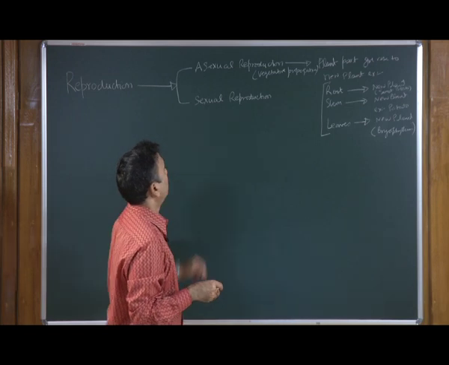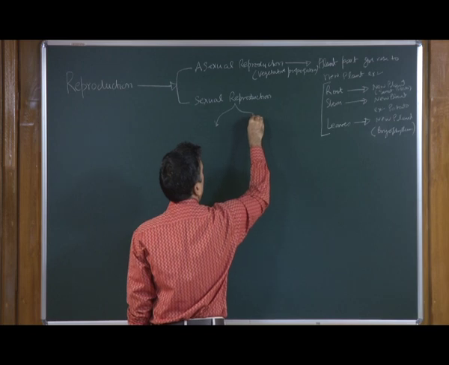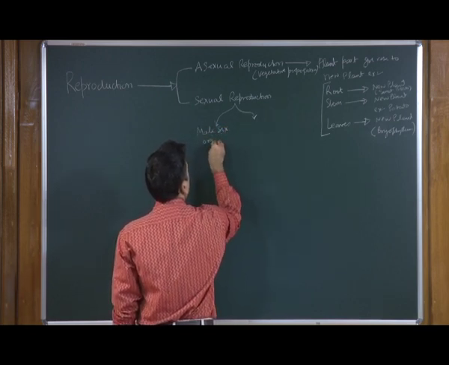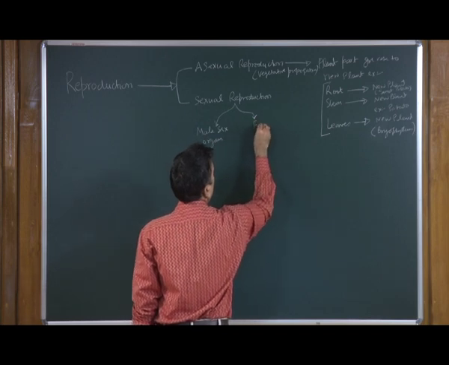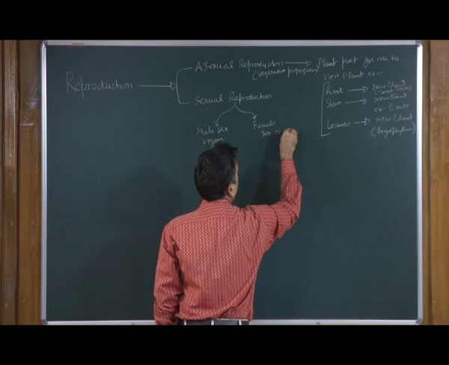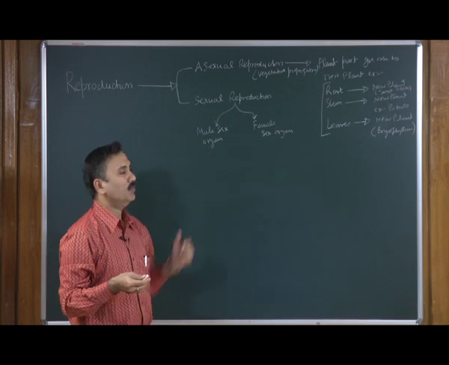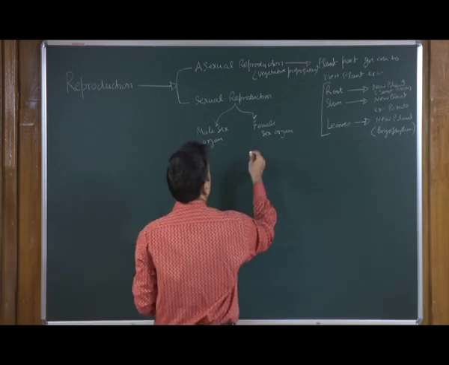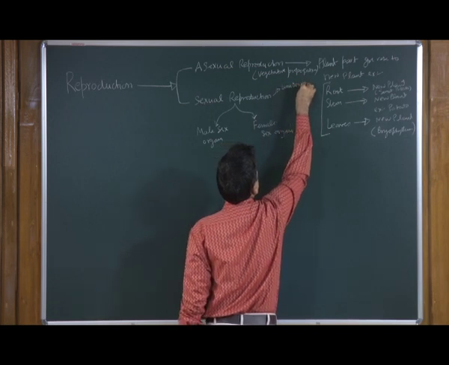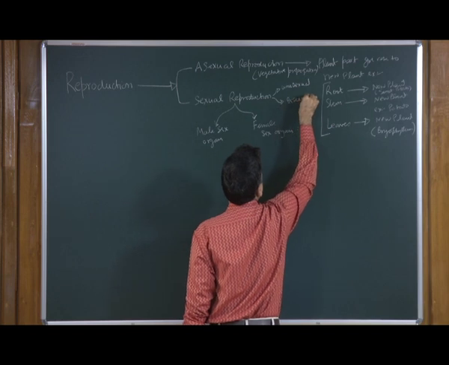Whereas, in the case of sexual reproduction, two different types of organs are required. One is called the male sex organ, and the second one is called the female sex organ. They could be present in one individual or in two individuals. So, accordingly, the plant can be unisexual or bisexual.